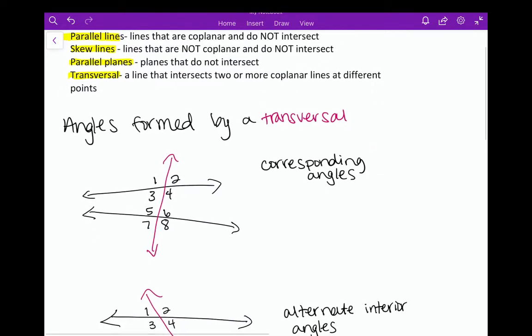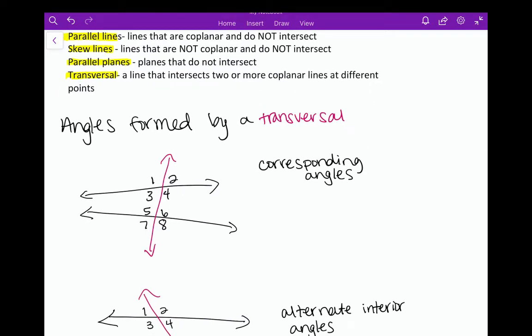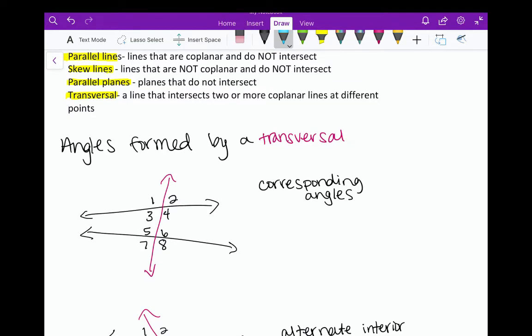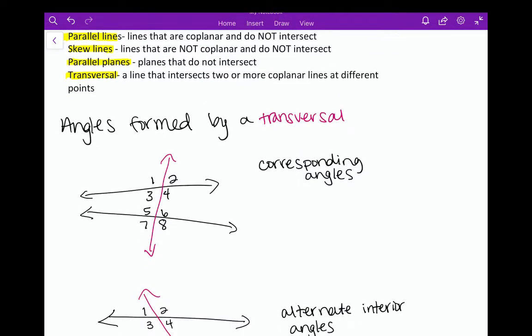So we're going to look at this idea of a transversal and also some angle relationships that you need to know. The first relationship we're going to look at is corresponding angles. Corresponding angles are, for example, angle 2 and angle 6. As you can see, both angle 2 and angle 6 are to the right of the transversal, which is the purplish pink line, and they're also both on top of the other two lines that the transversal is intersecting.